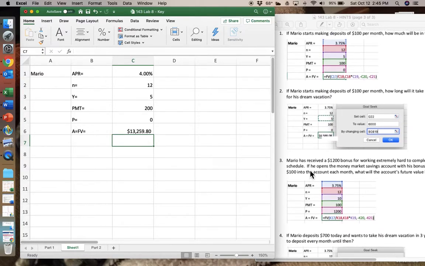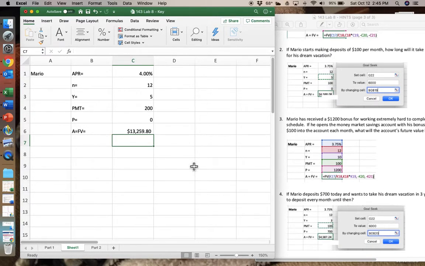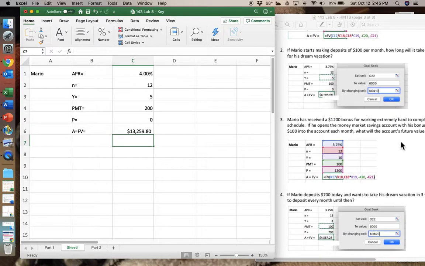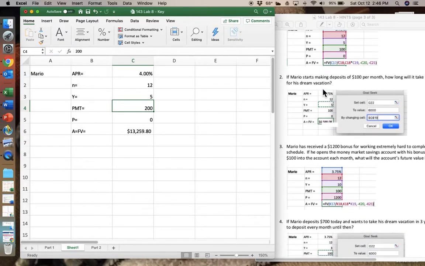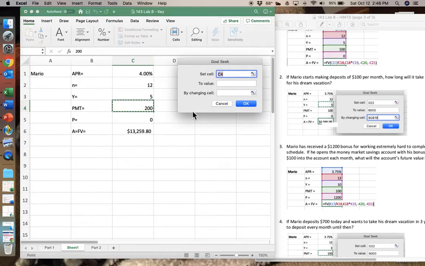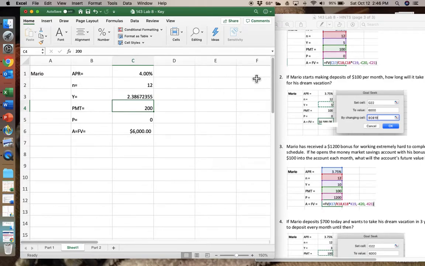So back to our goal seek thing for number two, it says if Mario starts making deposits of $100 per month, how long will it take him to accumulate $6,000 for his dream vacation? Okay, so I'm making payments of $200 and I'm still using my same APR of 4, but you're going to use the 3.75 and with a payment of $200. And we go to Goal Seek, and we are changing this value, the future value, to 6,000 by changing cell how long, that's the year. Okay, so if he's depositing $200 a month, it's not going to take him very long.